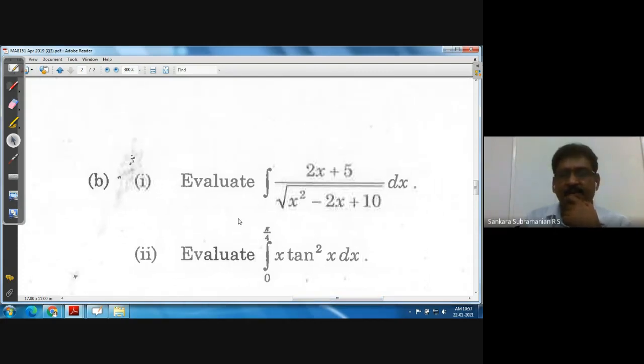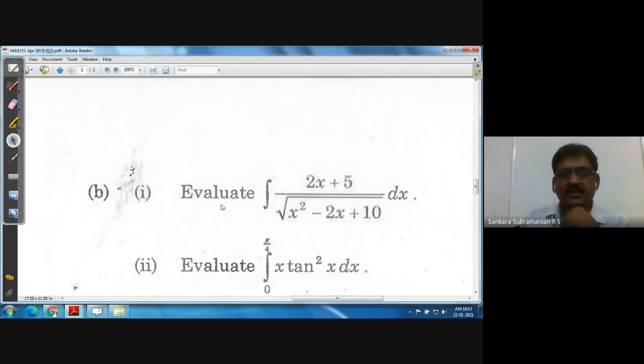Evaluate integral 2x plus 5 by x square minus 2x plus 10. We have to try converting this into a perfect square.